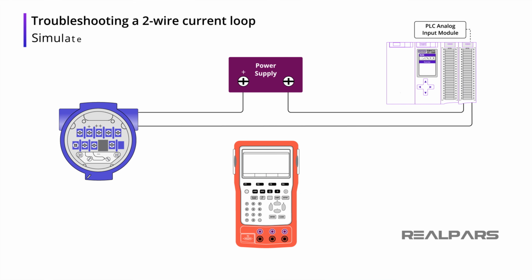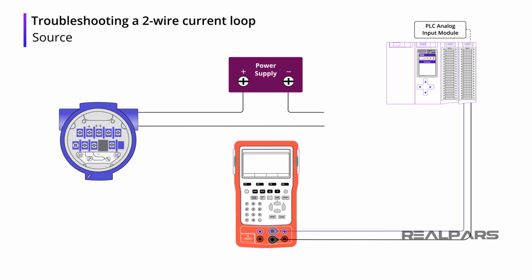Okay, let's look at how calibrator source and simulate modes can be used in troubleshooting a 2-wire current loop. Our loop has a power supply and a 2-wire transmitter connected in series with a PLC analog current input module. The 4 to 20 milliamp signal flowing in the loop represents the process being measured. Alright, let's disconnect the PLC from the loop and connect it to the calibrator in source mode. Now we can test the PLC input by adjusting the current output from the calibrator.